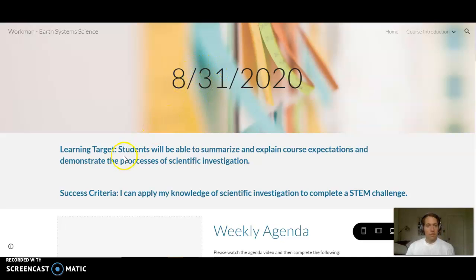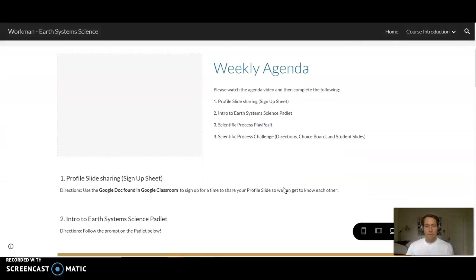So the 31st learning target, we're still using the same learning target for the course introduction. We're still trying to understand and explain the course, but now we're going to get into demonstrating the process of science, right? Scientific investigation, how we can use science to understand the world, to solve problems. So here are the things.